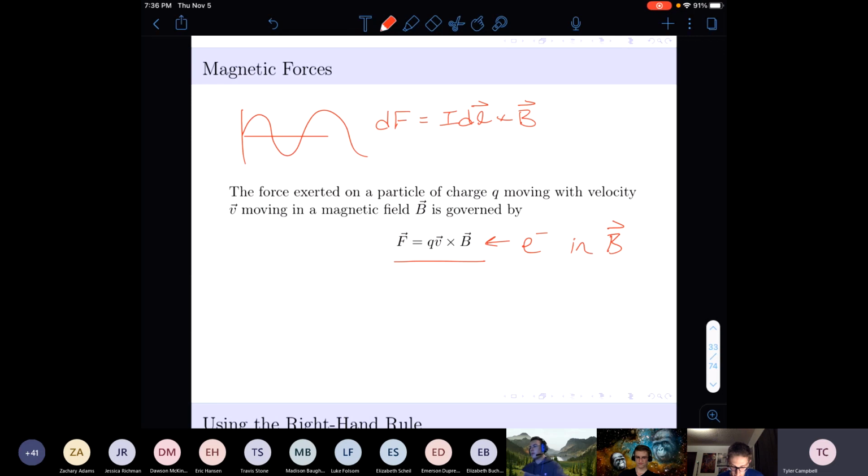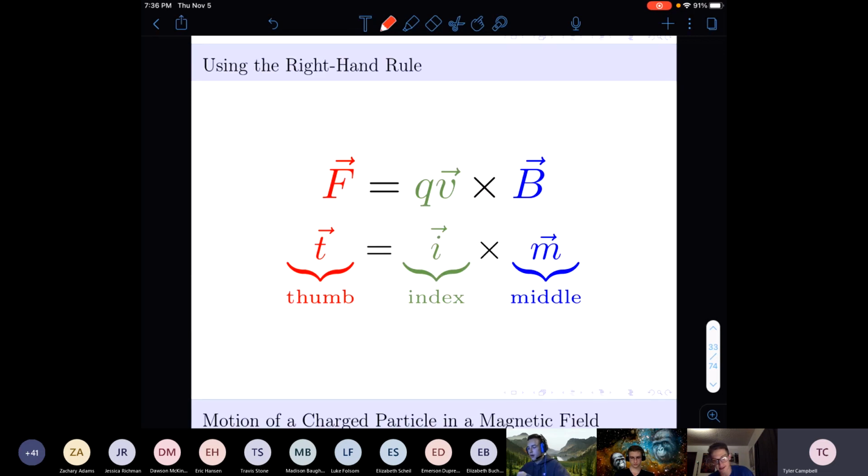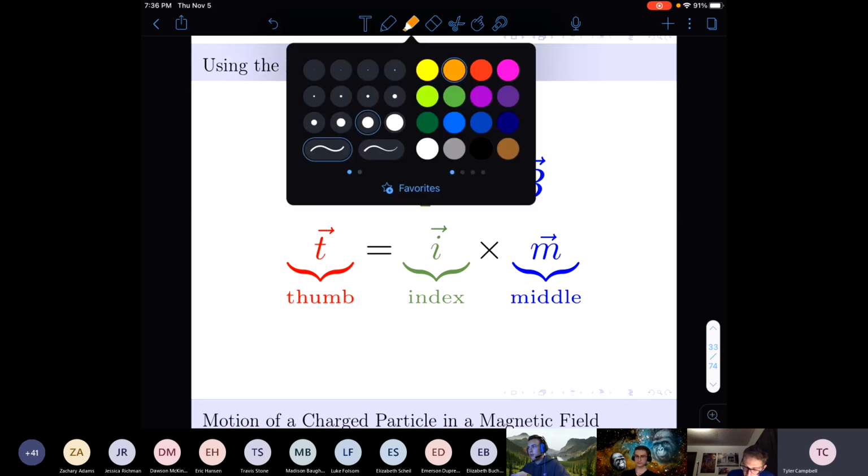We got a couple slides here on using the right-hand rule, which are fantastic, so we can go through these. Like I said before, personally I use two right-hand rules. I use what I call the three-finger one for this QV cross B, and then I use just the curl for finding the direction of the B field in the first place. What I mean by the three-finger one is that there are three fingers here, right? That's all I mean.